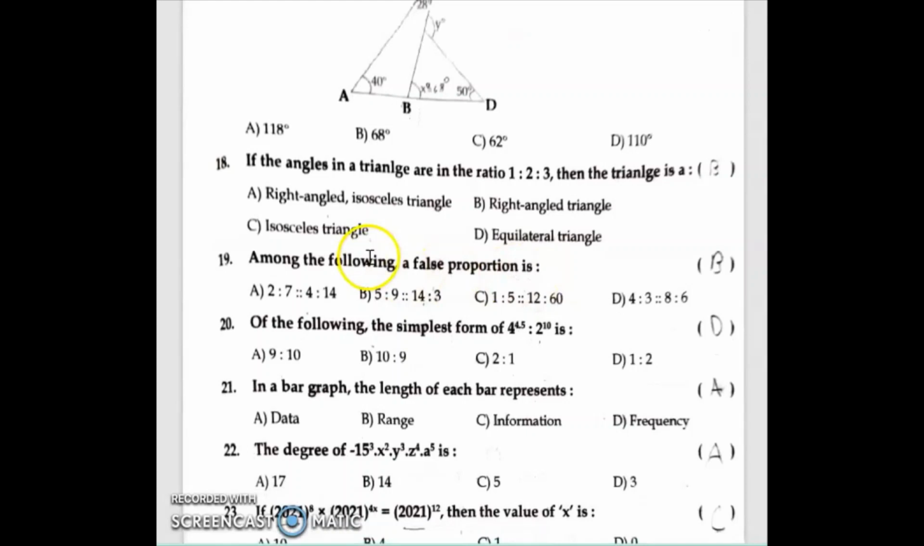Among the following, the false proportion is here B, 5 to 9 is proportional to 14 to 30. Of the following, the simplest form of 4.5 is to 2 to 10 is, here the option is D, 1 is to 2. In the bar graph, the length of each bar represents A, data.